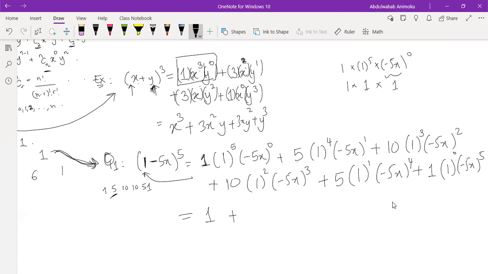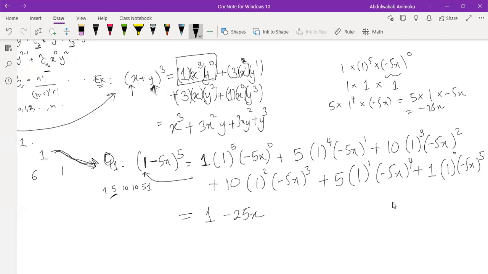I'll move on. Now the next one is 5 times 1 raised to the power 4 times minus 5x raised to the power 1. So I just have 5 times 1 raised to the power 4 is 1 times minus 5x. And this will give me minus 25x. So this is how I know the next term here is going to be minus 25x. We can see how I'm operating this.